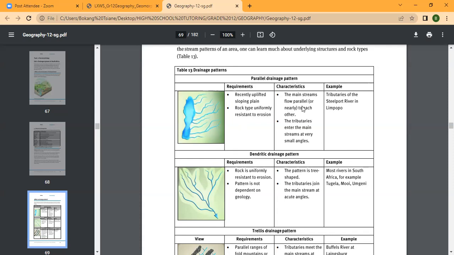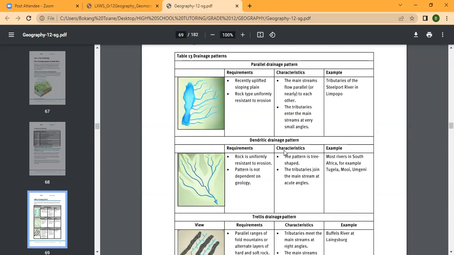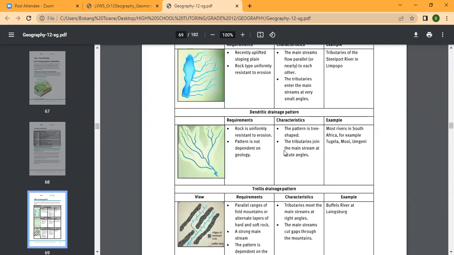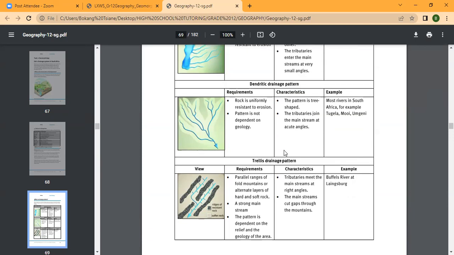And then the characteristics, the streams flow parallel to each other, and then the tributaries enter the main stream at very small angles. The reason for the small angles is because the tributaries are parallel to each other, which means that the angle at which they meet is very, very small. It ranges from, I think, 10 to 15. And then the example we have is the Steelpoort River in Limpopo. So for each drainage pattern, we have the requirements, we have the characteristics, and we have the examples.